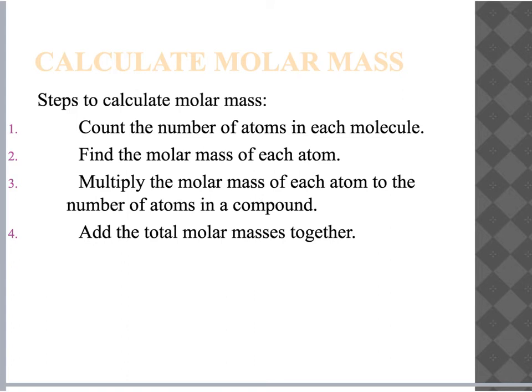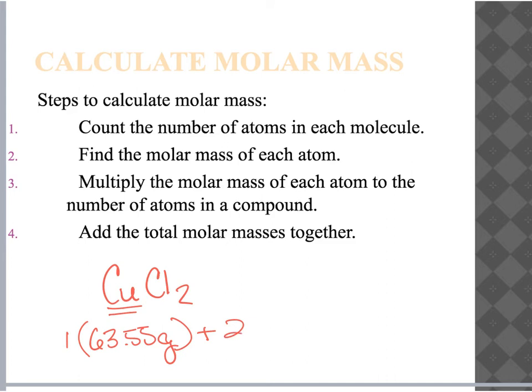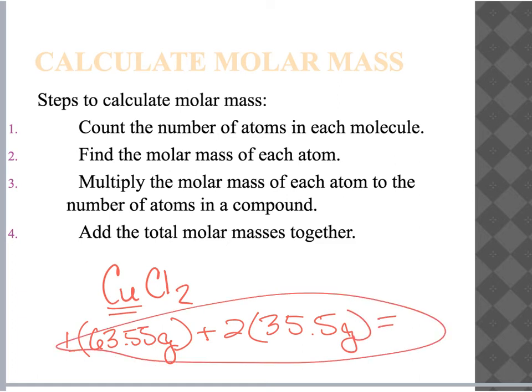So anytime that we're calculating molar mass of just elements, it tends to be kind of easy. But if we have a compound, let's say I have copper chloride, I would need to look up the mass of copper, which is 63.55, and I only have one of those, plus I have 2 chlorines, and that is 35.5 grams. So I would have to add those all up to get the molar mass of that compound.